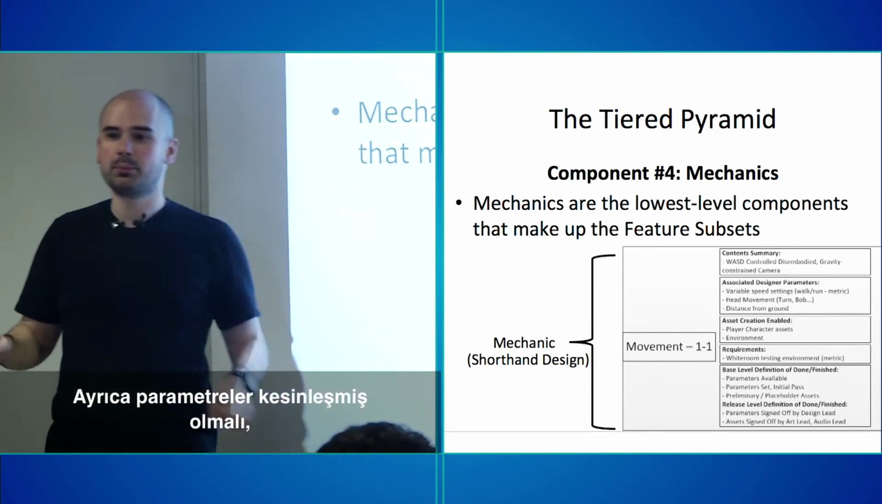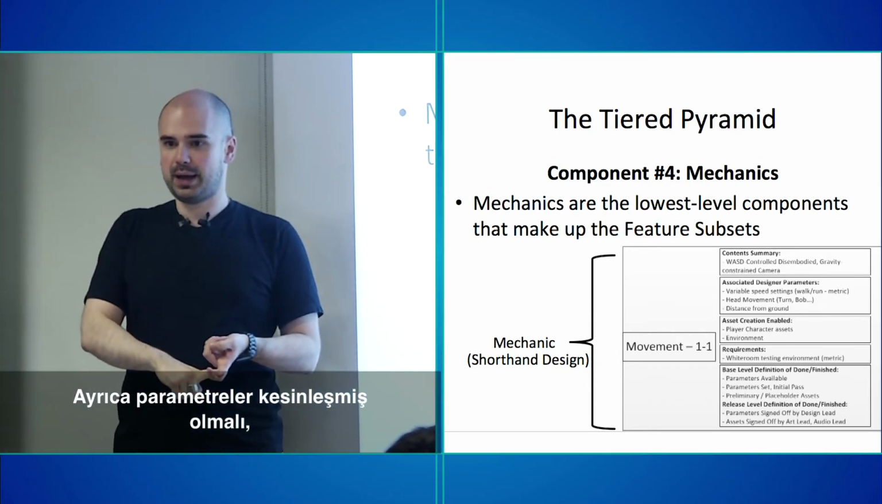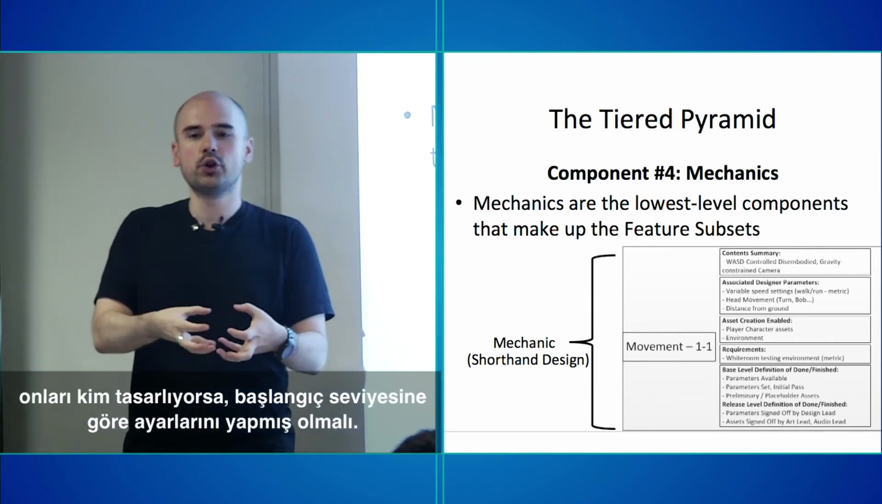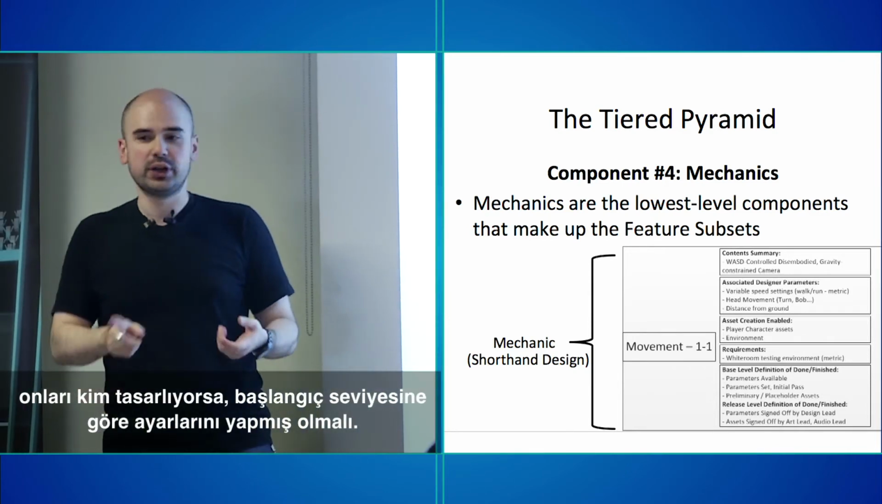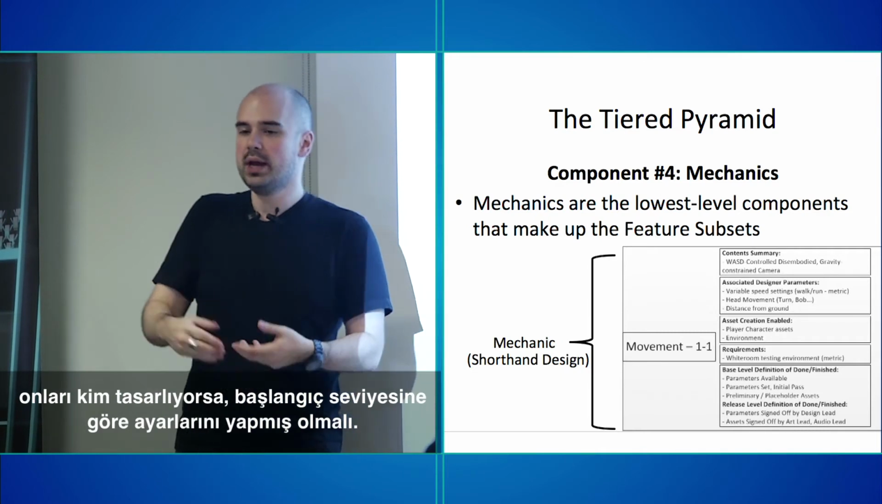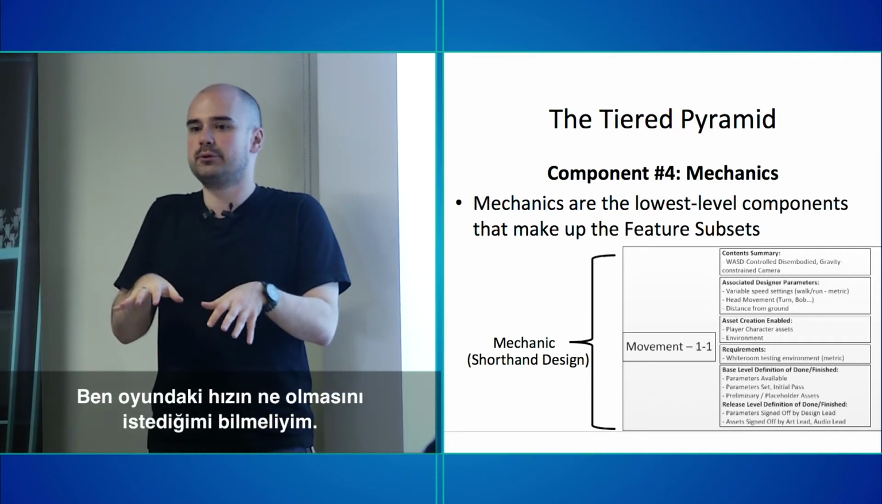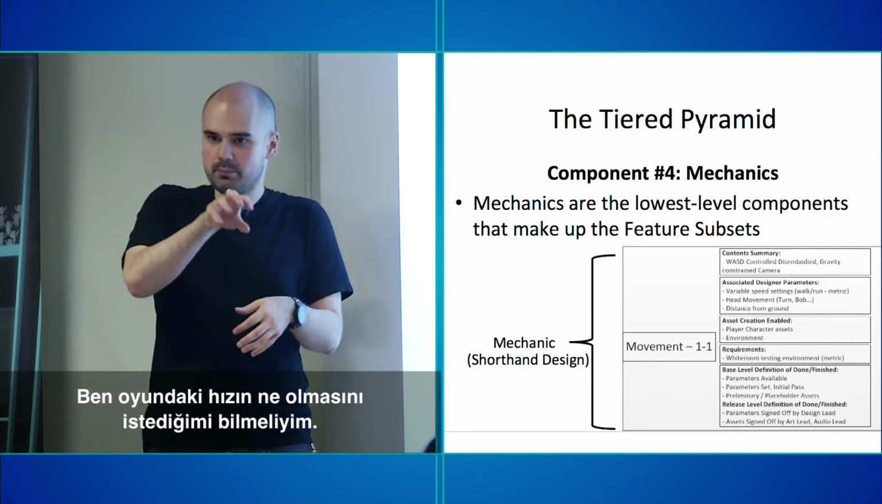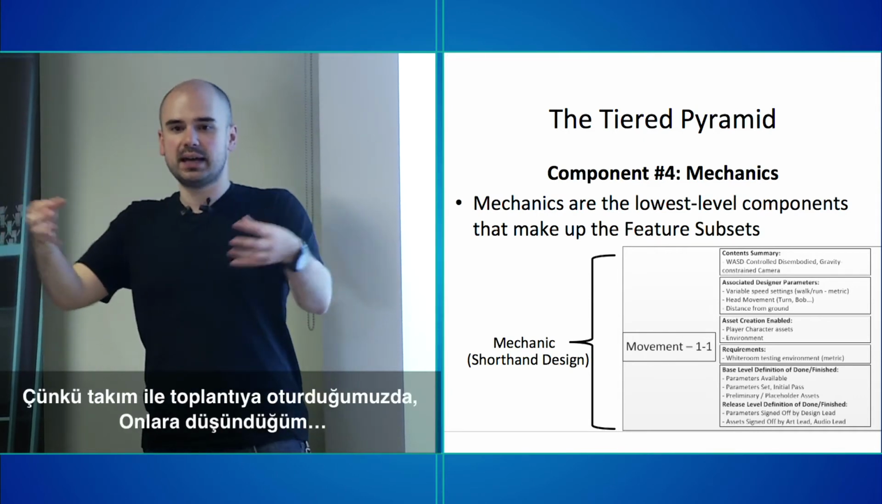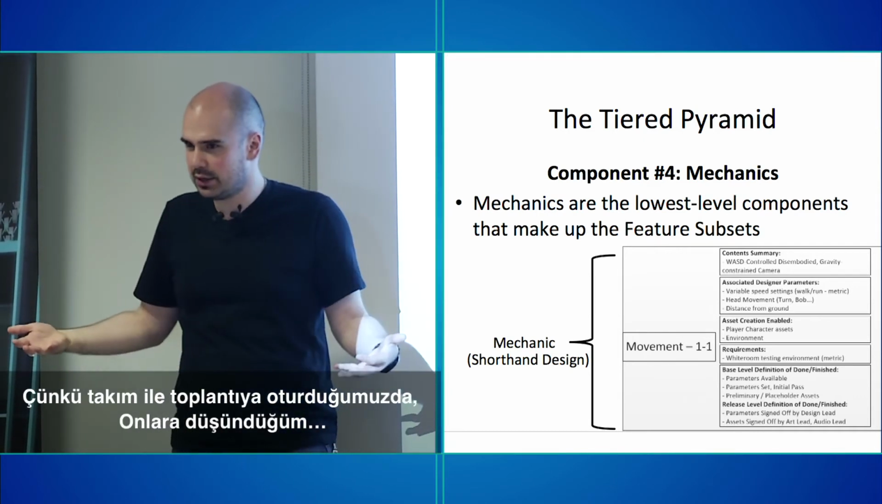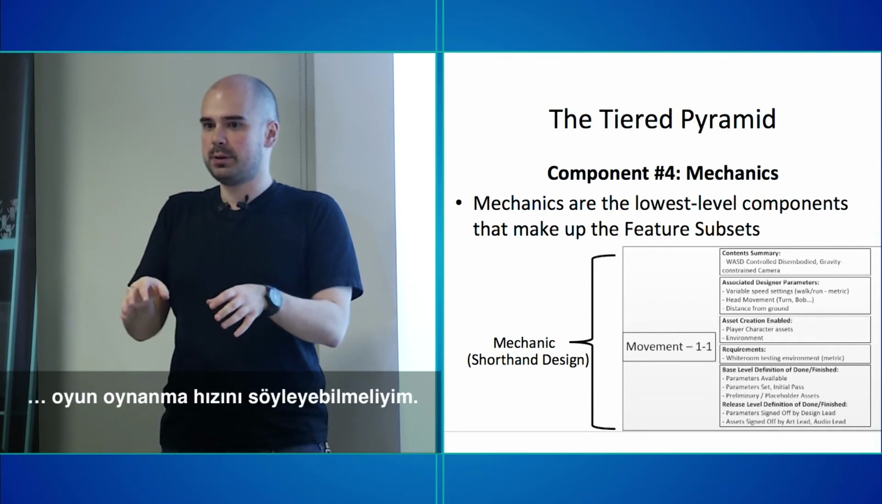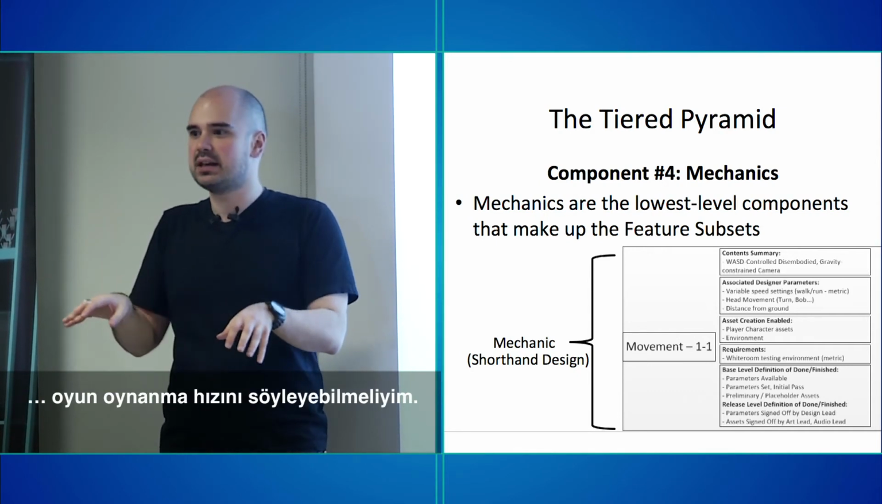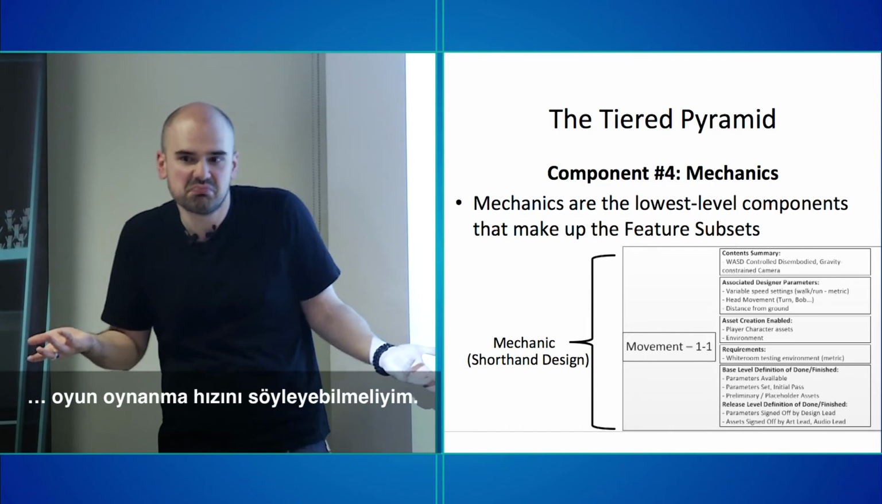Also, I want the parameters to be set at a first pass. So whoever is the designer, whoever owns the parameters, should have set them to an initial pass. So whatever I think the speed kind of sort of should be in the game, because when we sit down, the entire team, and we have a meeting together and we look at the game, I want people to see kind of what speed I would like the entire game to play at. It's an important thing.